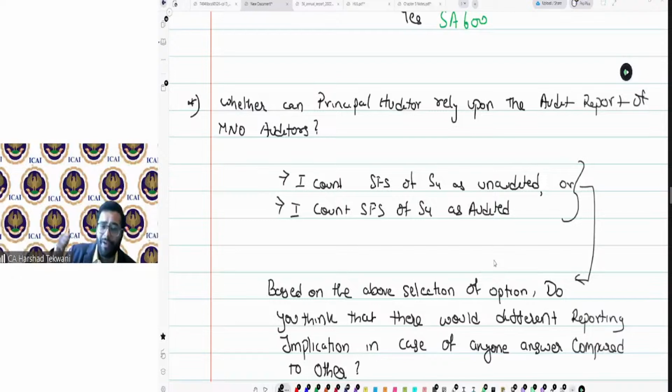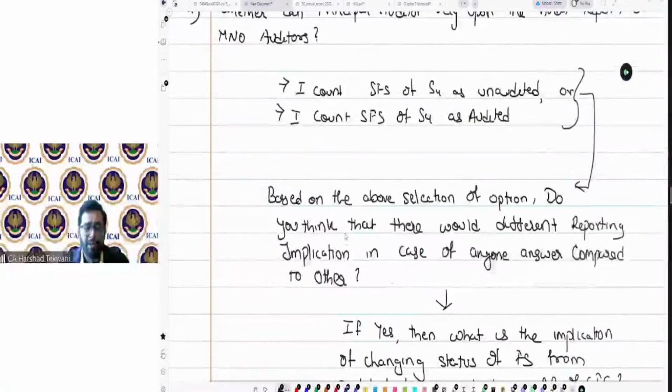So the first question is whether you will count the audit of the financial statements performed by the MNO auditors as audited or unaudited. Let's say if I count audited, then what is the reporting implication of that, compared to if I count it as unaudited? So two questions together.